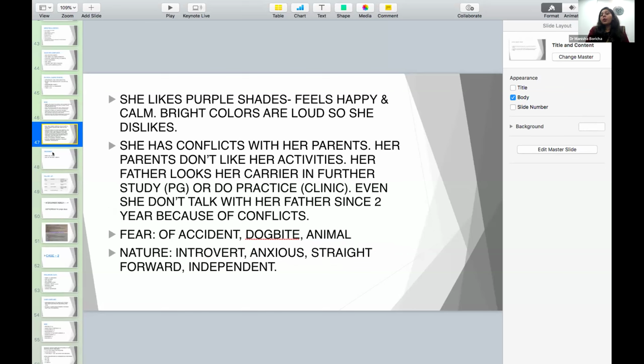She has conflict with her parents. Her parents don't like her activities. Her father sees her career in further study like a PG or practicing in a clinic. She has not talked with her father for 2 years because of the conflict. She has a fear of accident, dog bite, and animals. Her nature is introvert, anxious, straightforward, and independent.